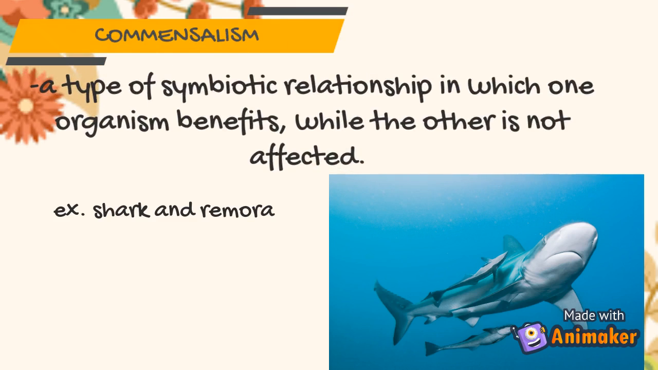Then we have commensalism. A type of symbiotic relationship in which one organism benefits, while the other is not affected. An example of this is the relationship that exists between a shark and a small fish, called remora. The remora attaches itself to the shark's body, gets a free ride, and feeds on scraps of food left over by the shark. The shark, however, is not affected by the remora.